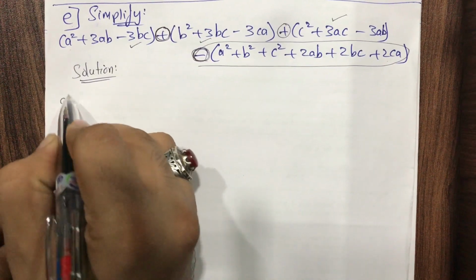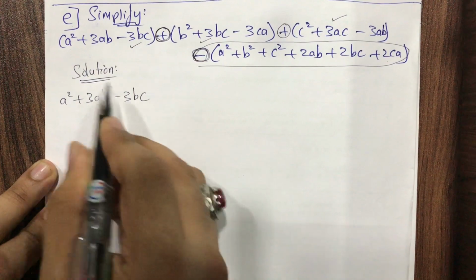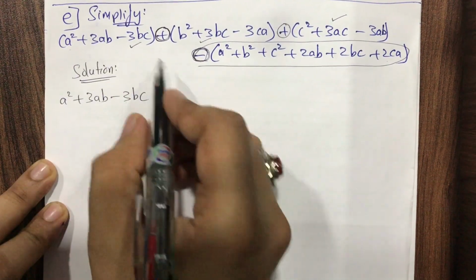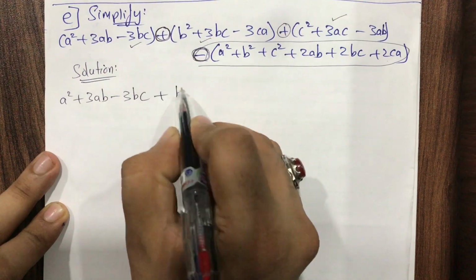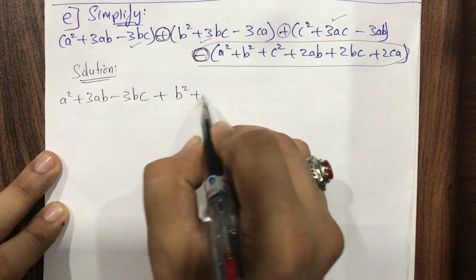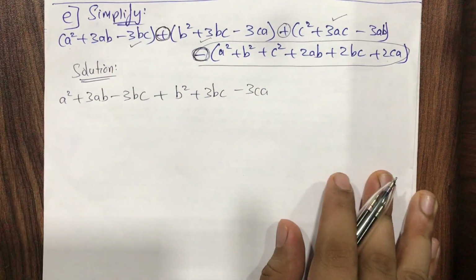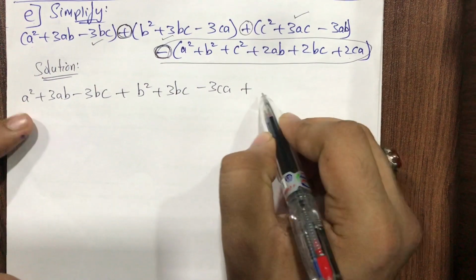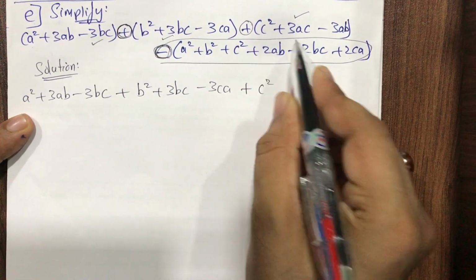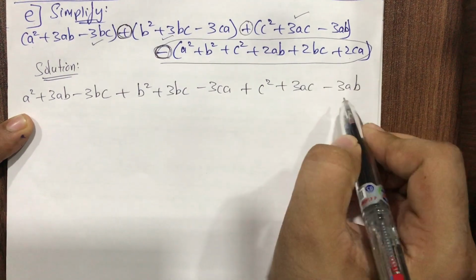It's a square plus 3ab minus 3bc, plus, I'm copying this exactly the same, b square plus 3bc minus 3ca. Great. Next plus c square plus 3ac minus 3ab.